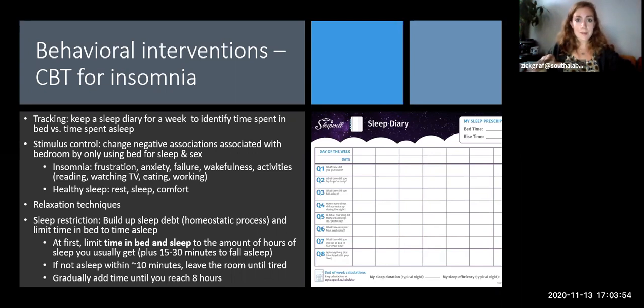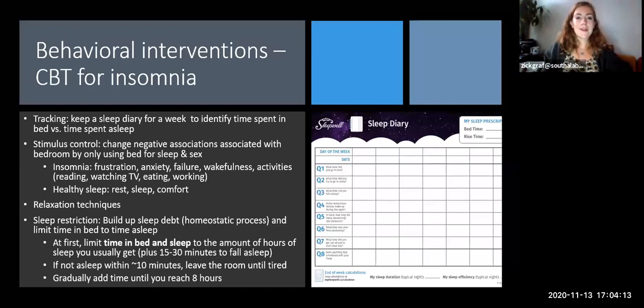When someone is practicing sleep restriction, if they're not asleep within about 10 minutes, we instruct them to get up, get out of bed, go to another room of the house if possible, and do something else. Something that's not too exciting or arousing and something that doesn't involve screens, ideally, until they start to feel sleepy again, and then they can go back to bed and try again.